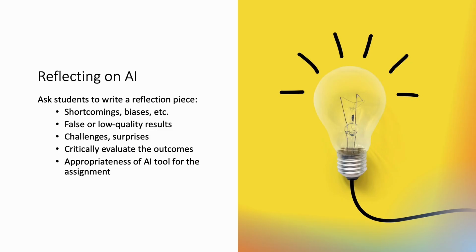And finally, ask your students to write a reflection piece whereby they talk about the shortcomings or the biases that they found in ChatGPT or other AI tools. If they came upon false or low-quality results, challenges or surprises that they didn't expect, and critically evaluating the outcomes, which is an important information literacy skill that will never go away. And also, it might be important to ask them about the appropriateness of the AI tool for the assignment. Was it even useful? Was it even appropriate to use it for the project or the assignment that they had?